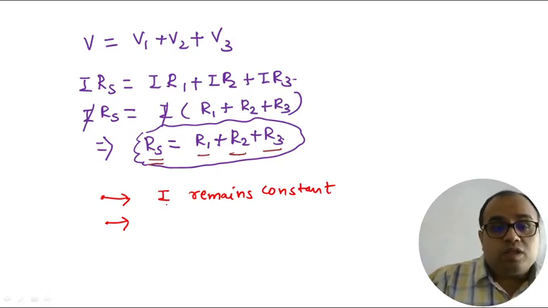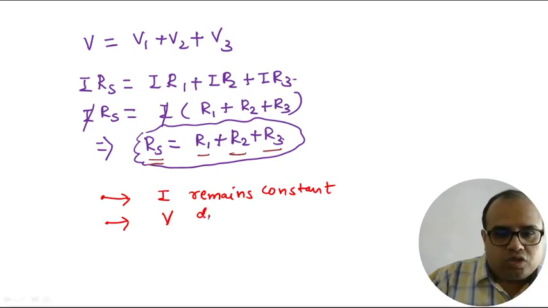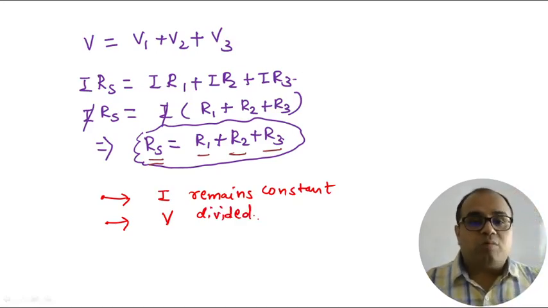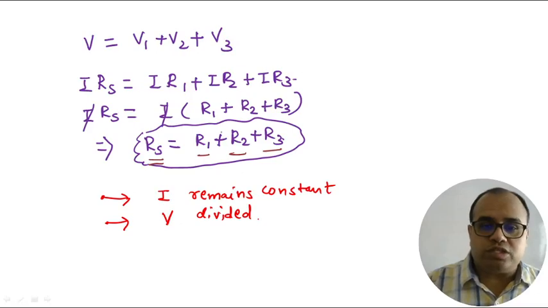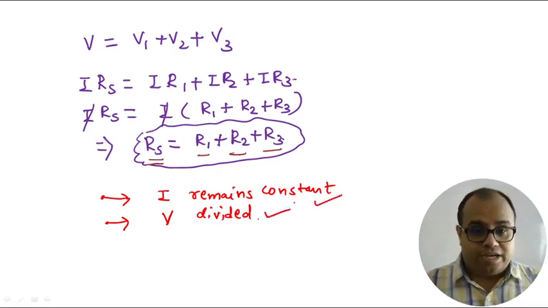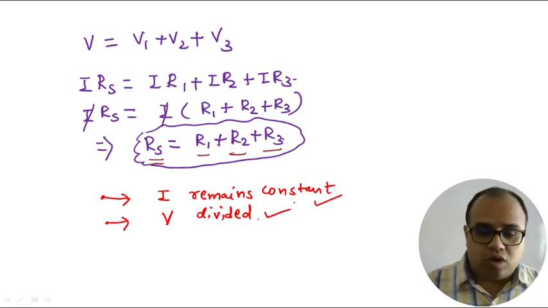Next is the potential difference. Do remember that the potential difference V gets divided. So these are two important points which one must know when we are talking about the series combination of resistors: I remains constant and V gets divided. Hope that this is clear to you all.